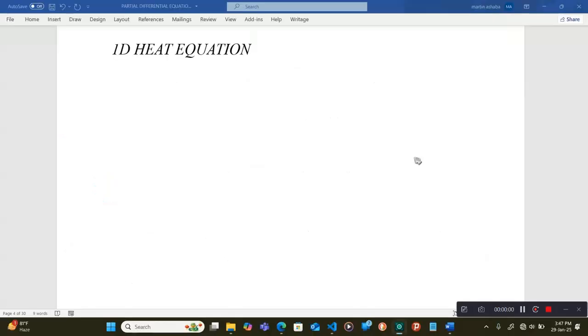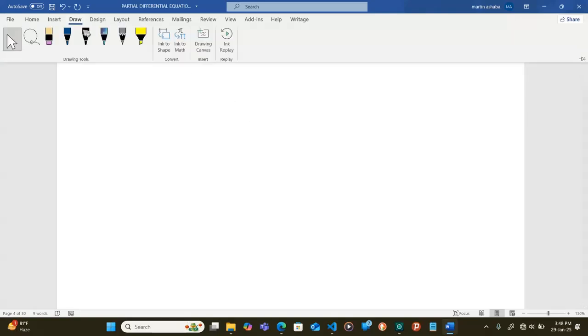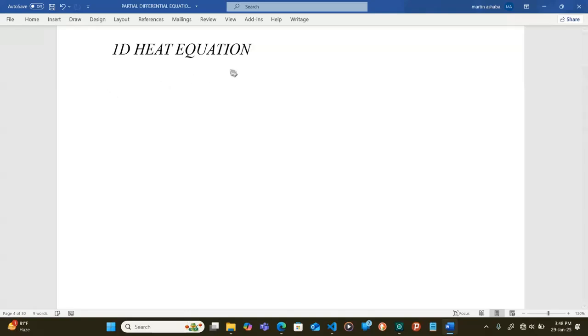So in our past discussion, we looked at a number of applications of partial differential equations, and one of them we looked at in engineering is the one-dimensional heat equation. Now, we are going to be looking at the derivation of the 1D heat equation, discussing it in detail. So we are looking at the derivation of the equation.